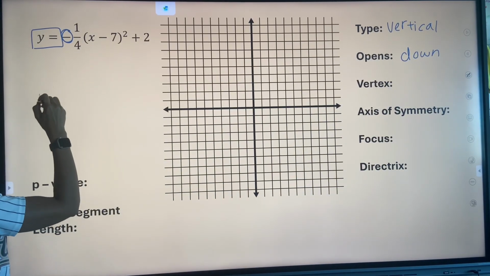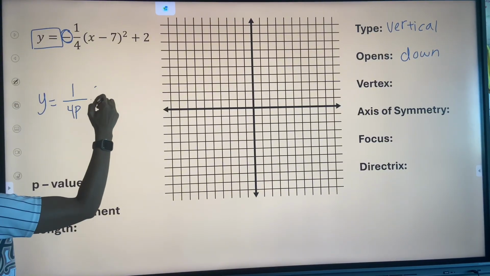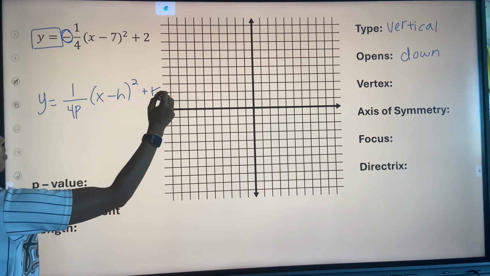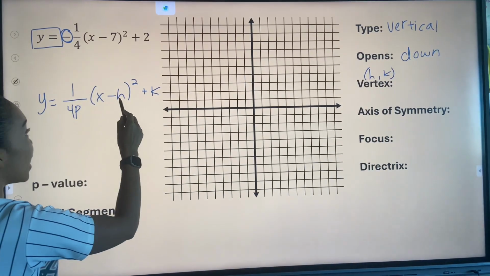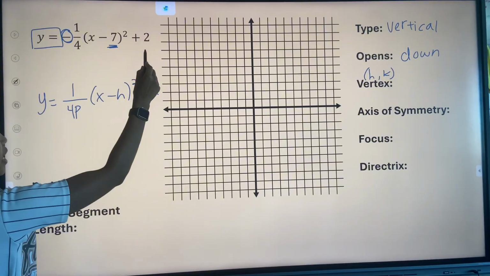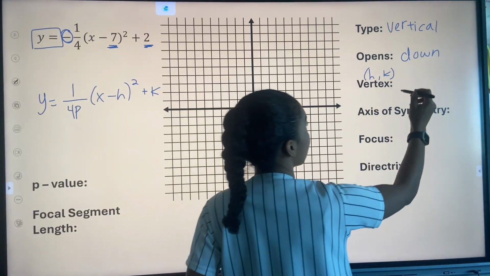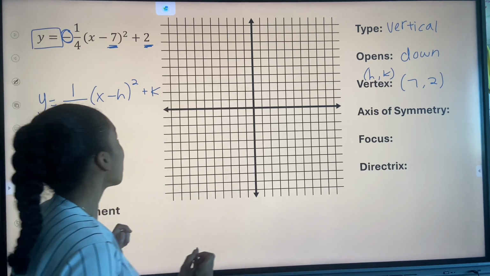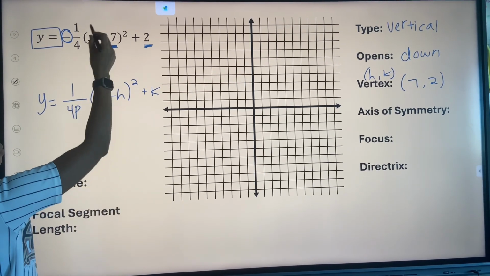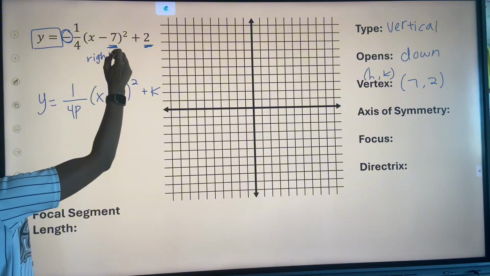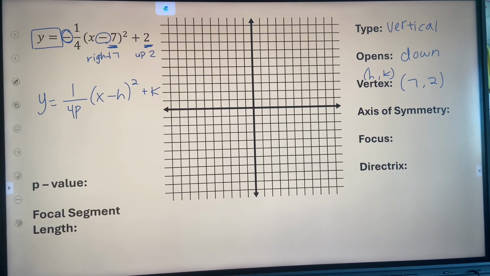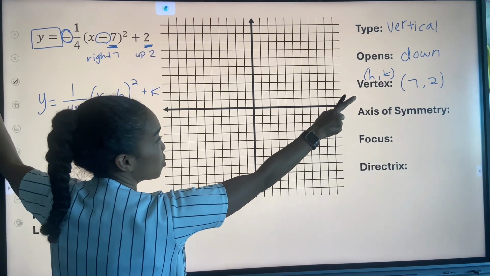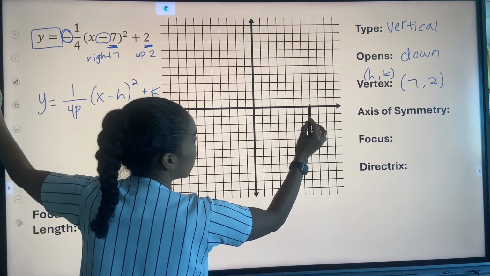Okay, now let me remind you of the basic equation. What is my vertex? The vertex is h comma k. What is the h value? 7. And your k value? 2. So your vertex is at 7, 2. Another way you can think of this, guys, if you think about transformations, this went right 7, up 2. Right? Because it's always opposite inside. Okay. All right. So go ahead and plot that vertex. It's at 7, 2. Right there.